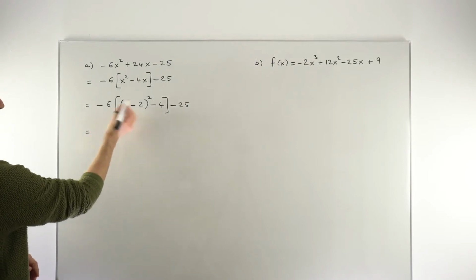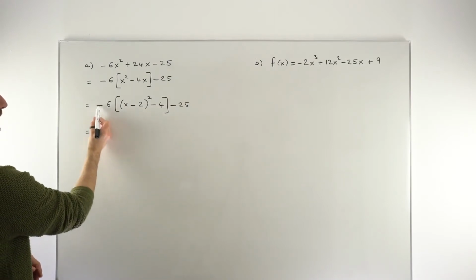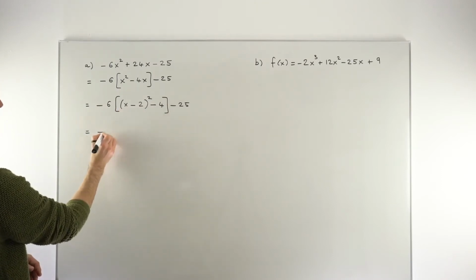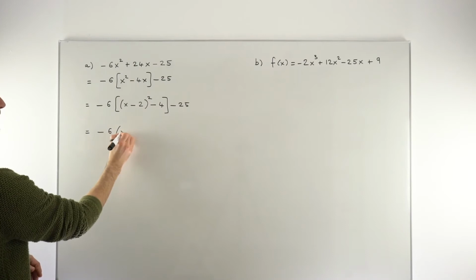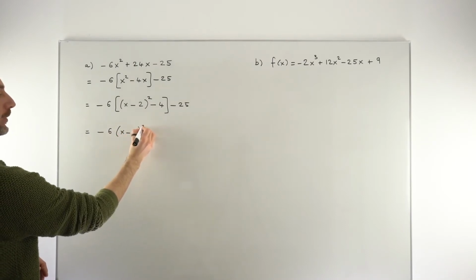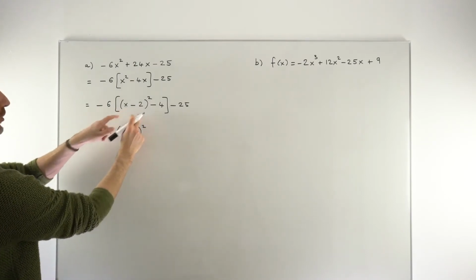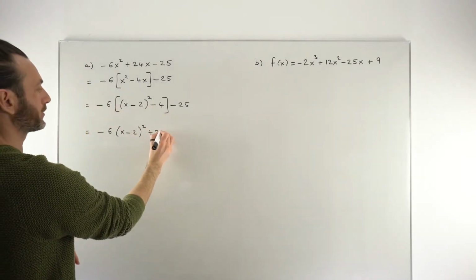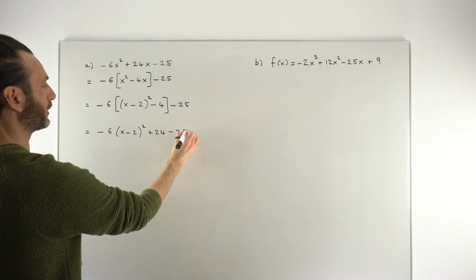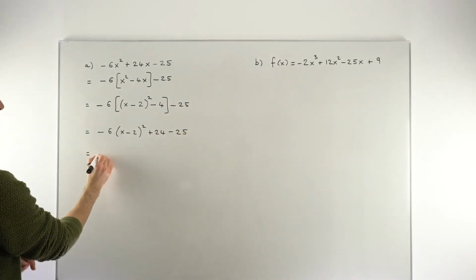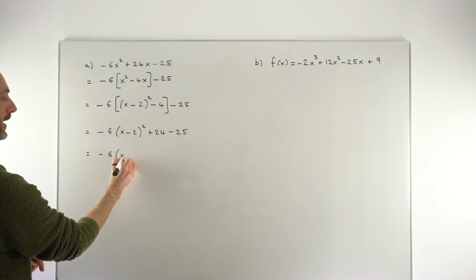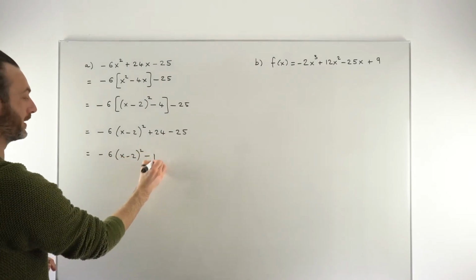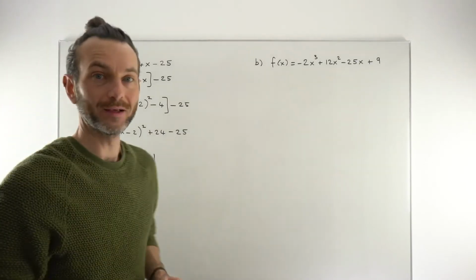And then multiply the negative 6 into the square bracket. So negative 6 times this first term, which is the round bracket. Well, you can't multiply that into the round bracket, so we're just going to park it in front of it like that. That's just negative 6 times this term. Then negative 6 times negative 4 is positive 24, and then taken away from that, the 25. So we end up here with negative 6 bracket x minus 2 all squared, and 24 minus 25 is minus 1. Okay, so that is the completed square form.